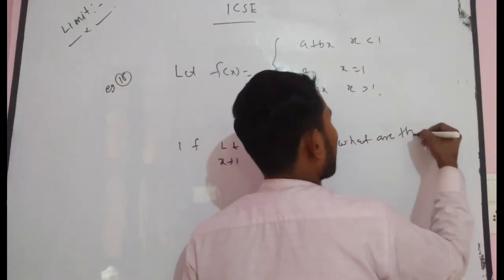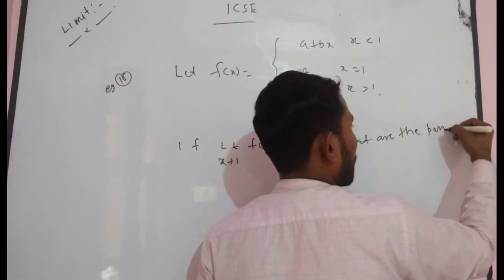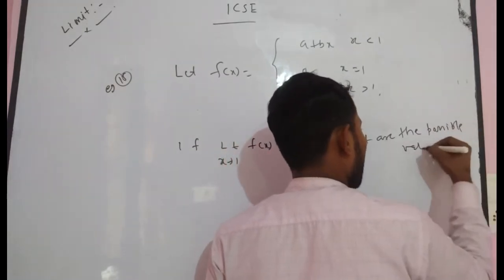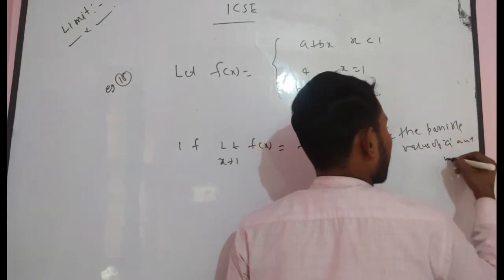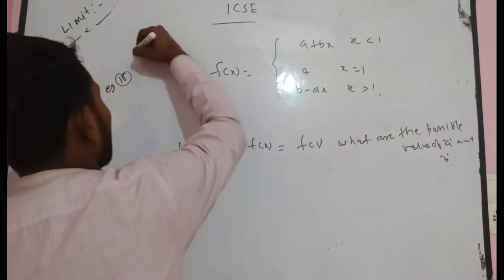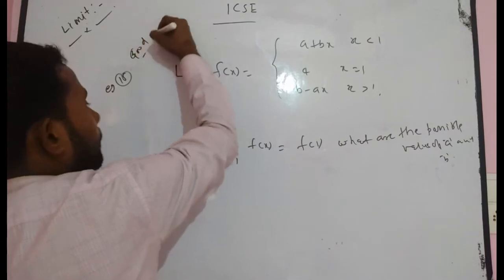What are the possible values of a and b? This is a good problem for learning.